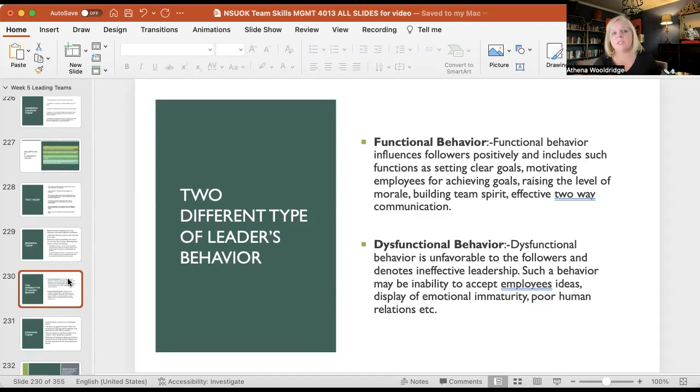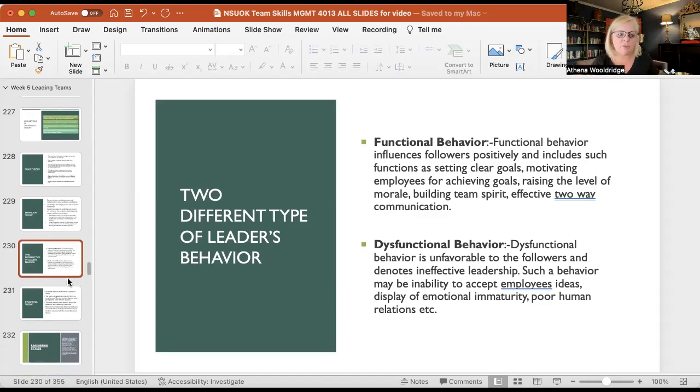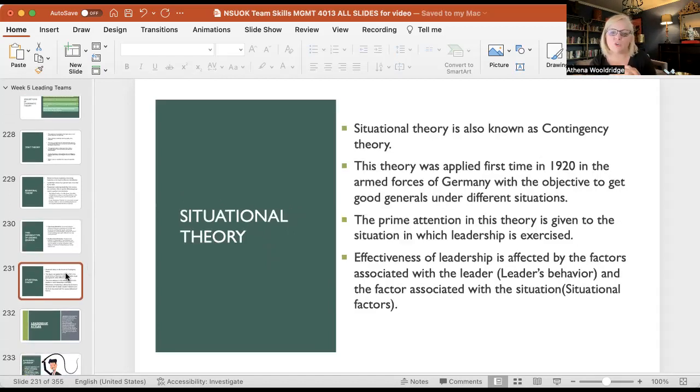A lot of times this is a negative motivation. This is not having emotional intelligence. They maybe encourage people to compete with one another. They encourage silos. That's a dysfunctional behavioral trait. What about situation? This is also known as contingency theory.